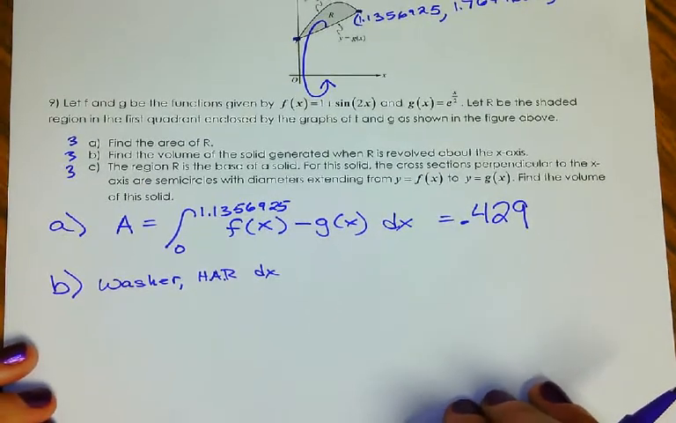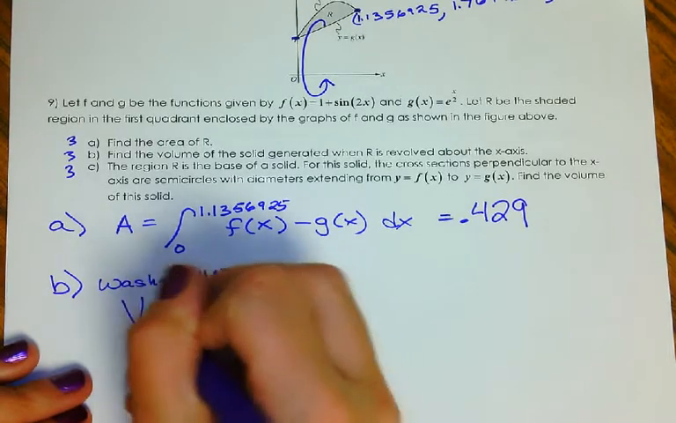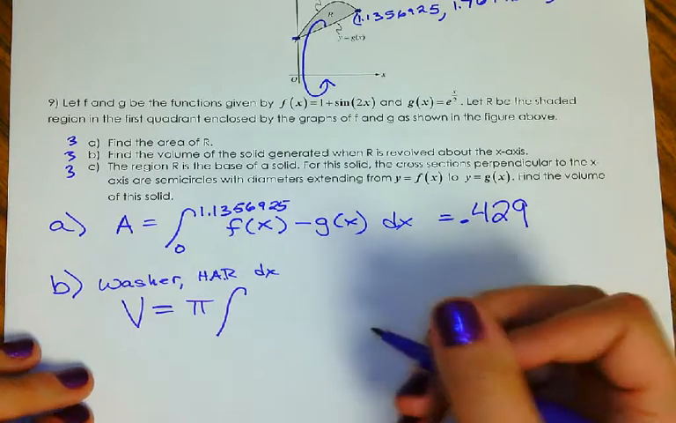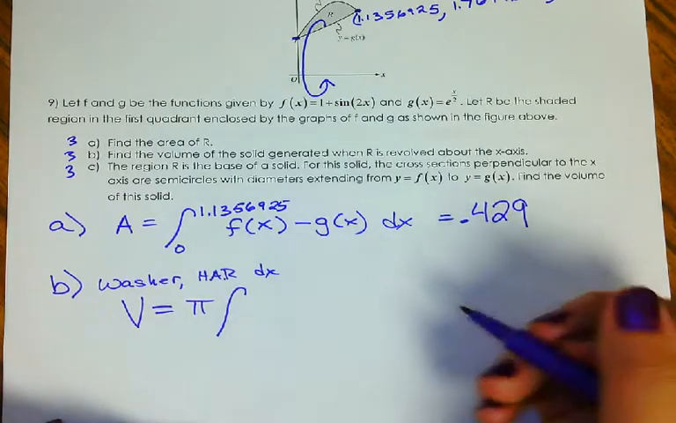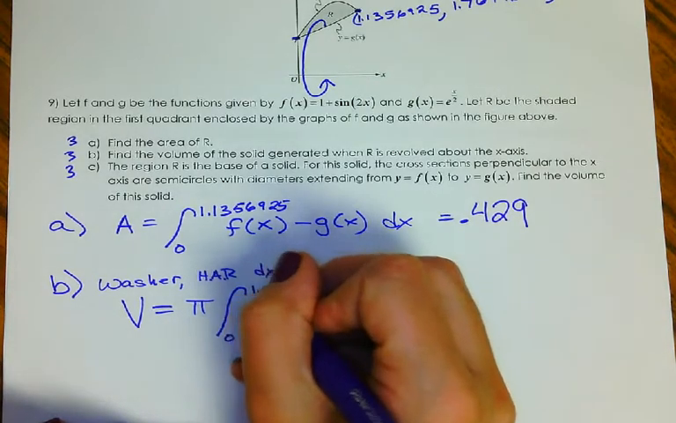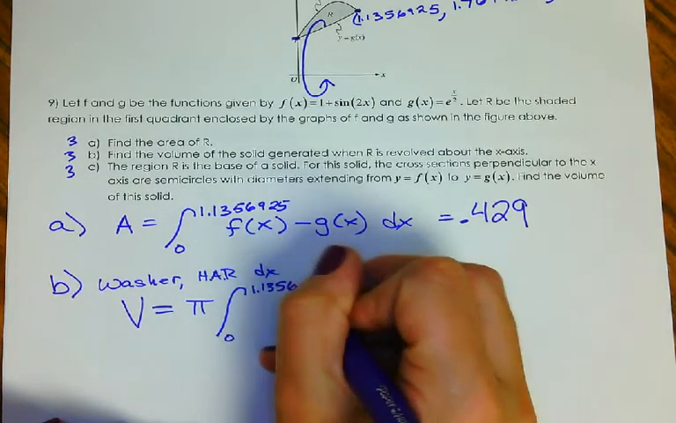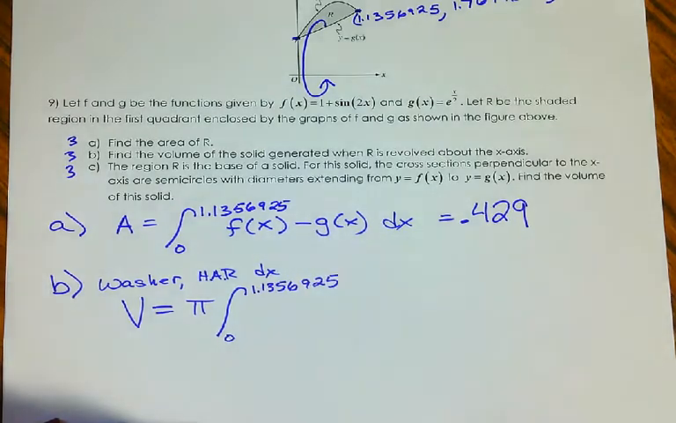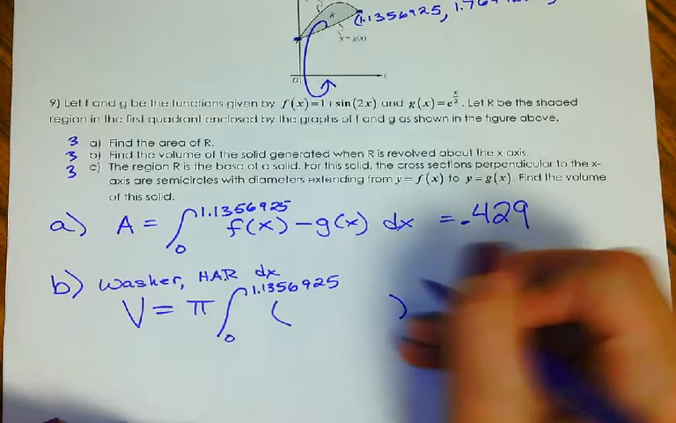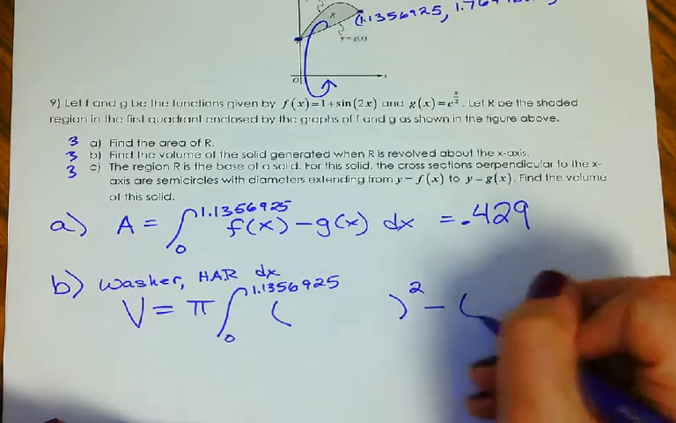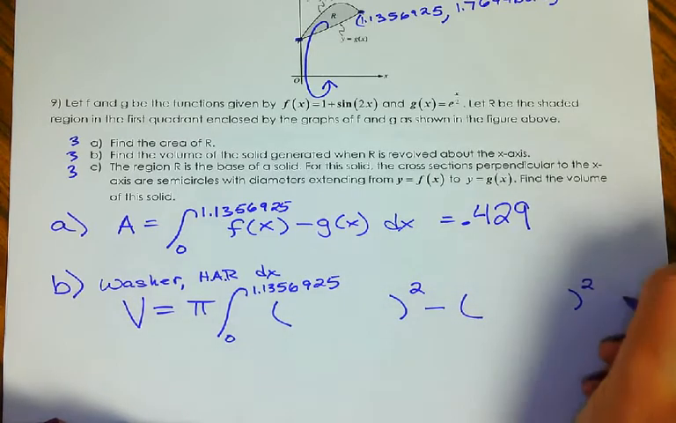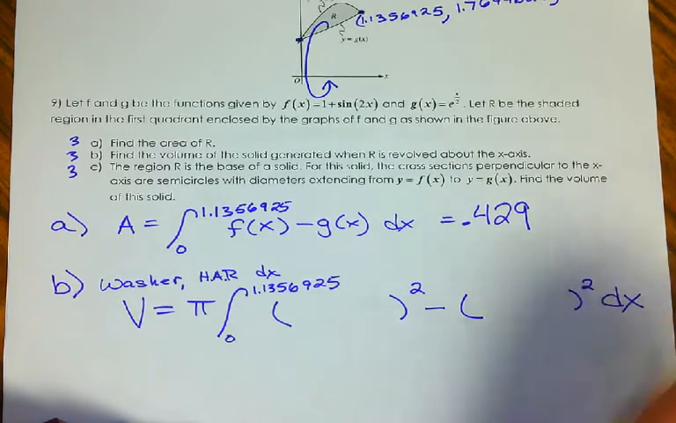So I know that for volume with a washer, my formula, volume, is going to be pi, the integral, from left to right again. So I'm going to use those same numbers. So it's that 0 and that 1.1356925 number. Okay. And then it's a washer, so it's going to be quantity squared minus another quantity squared. So this is like your big R squared minus little r squared dx.